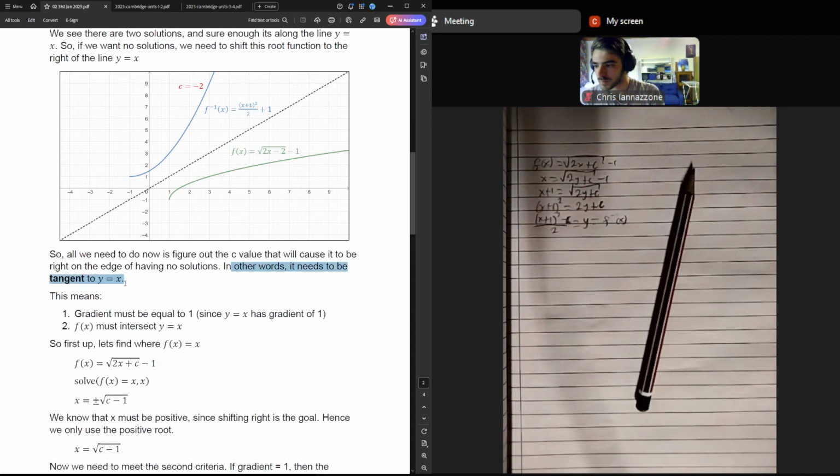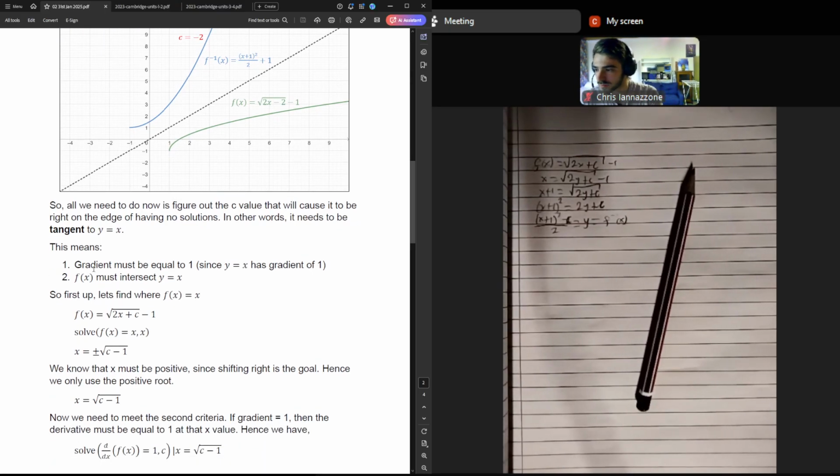In other words, the only way that can happen is for it to be tangent to y equals x. So you'd want your root to touch like there. If the top of the root is touching exactly there along that line y equals x, then, well, I guess the bottom of the inverse would be touching right on that line as well. It needs to be tangent.